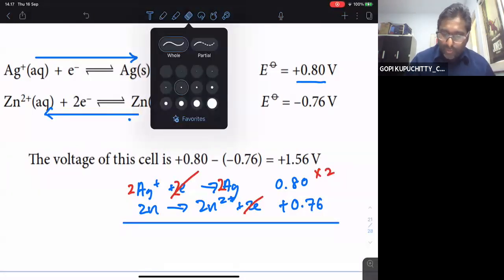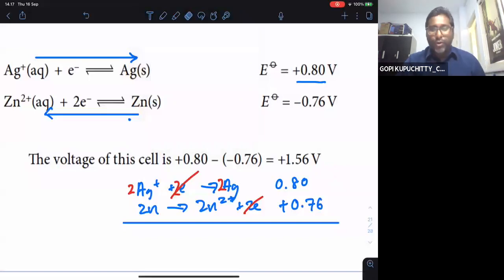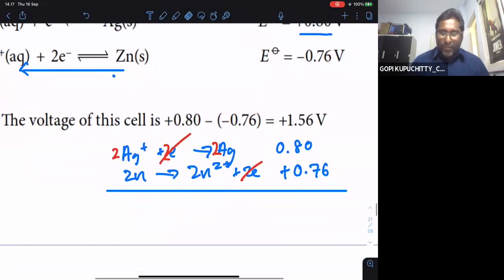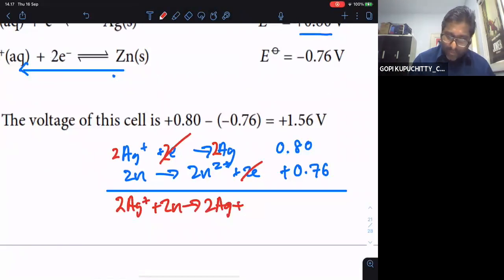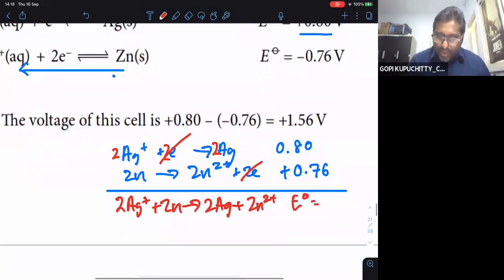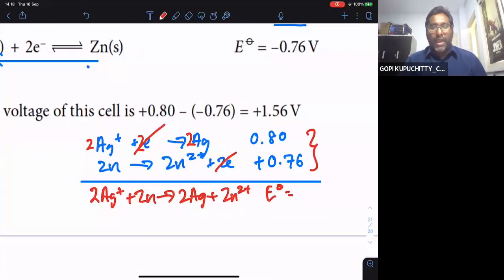The answer is no, never do that. Don't do that. This is not the same as your enthalpy. The only thing that will change is going to be the sign. You do not need to times by 2, divide by 2, anything, just leave it. So when you want to write the equation, it's going to be 2 Ag plus zinc, and it's going to give you 2 Ag plus zinc 2 plus. And then if I want to find the E value, just add these 2. When you add these 2, you will get positive 1.56. Done.